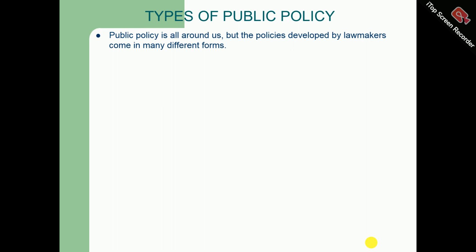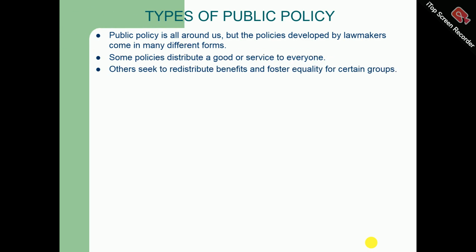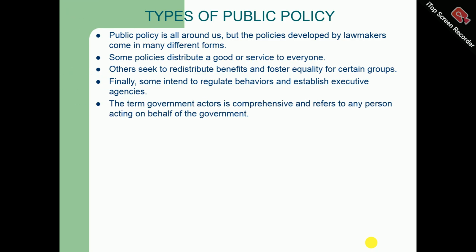Now we will discuss various types of public policy. Public policy is all around us, but the policies developed by lawmakers come in many different forms. Some policies distribute a good or service to everyone. Others seek to redistribute benefits and foster equality for certain groups. Finally, some intend to regulate behaviors and establish executive agencies.